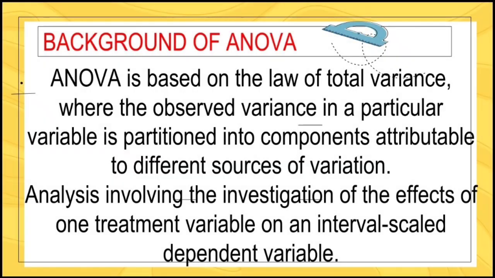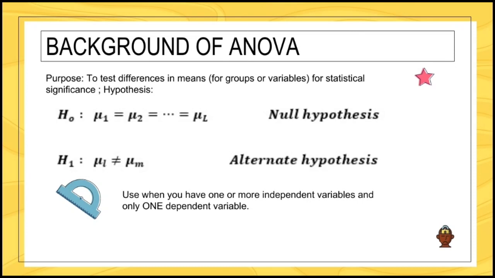Background of ANOVA. ANOVA is based on the law of total variance, where the observed variance in a particular variable is partitioned into components attributable to different sources of variation. Analysis involving the investigation of the effects of one treatment variable on an interval scale dependent variable. The purpose of ANOVA is to test differences in mean for groups or variables for statistical significance.